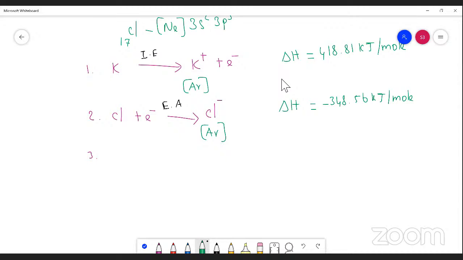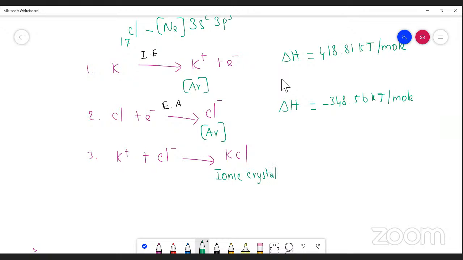Okay. Now, in the third case, what will happen? This cation and the anion. What is the cation here? That is the K plus cation. With its argon electronic configuration, it is attracted by the Cl minus, that is the anion, and forms KCl, that is an ionic crystal.